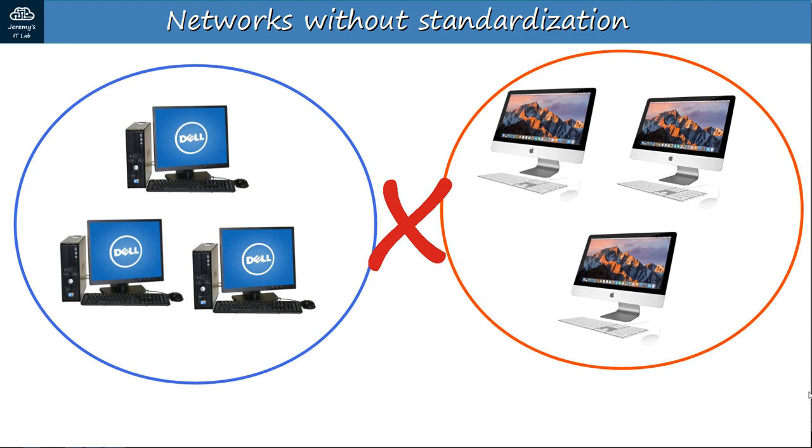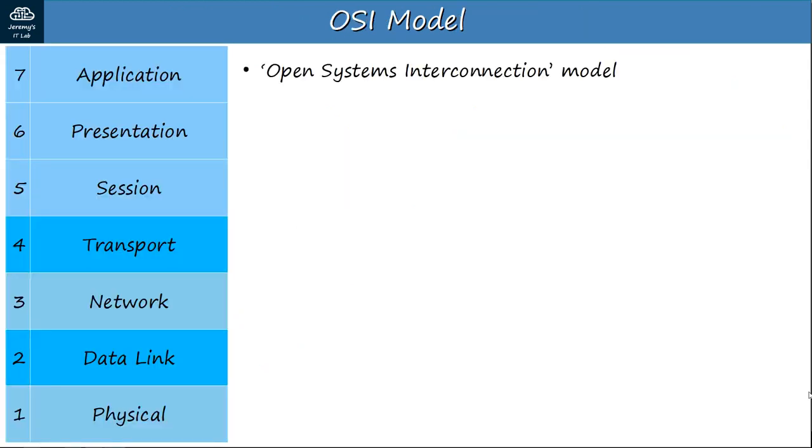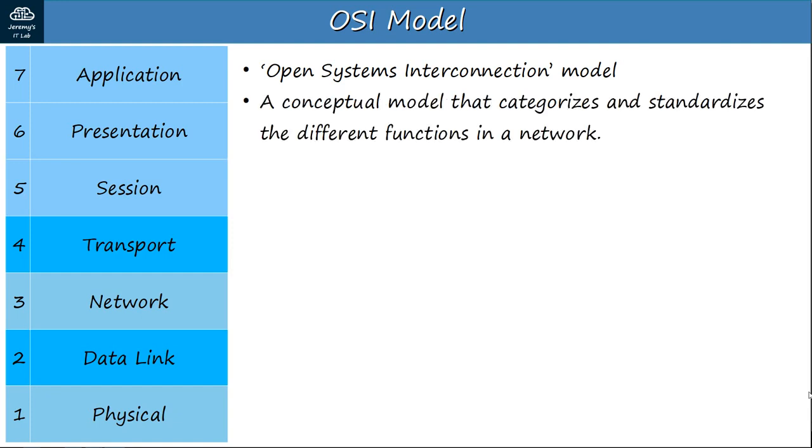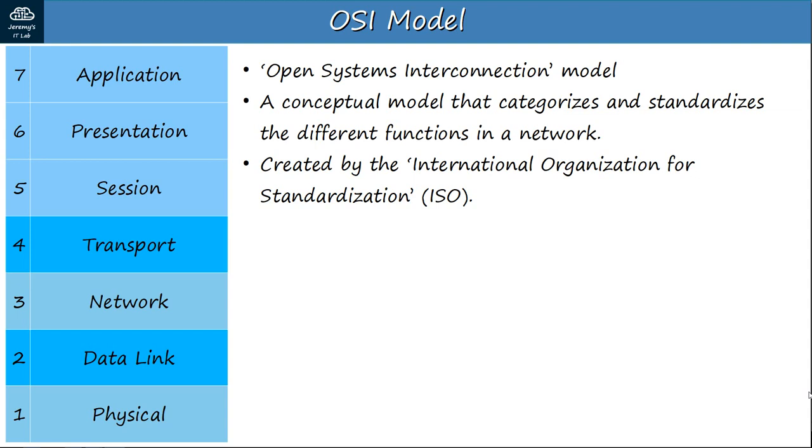The OSI model is one attempt at standardizing network communications. Although it isn't actually in use today, it has had a big impact on how network engineers think about networking, and we still refer to it today. OSI stands for Open Systems Interconnection Model. Open means that it is an open standard, not a proprietary model developed and used by an individual company. It is a conceptual model that categorizes and standardizes the different functions in a network. It was created by the International Organization for Standardization, the ISO, in the late 1970s and early 1980s.